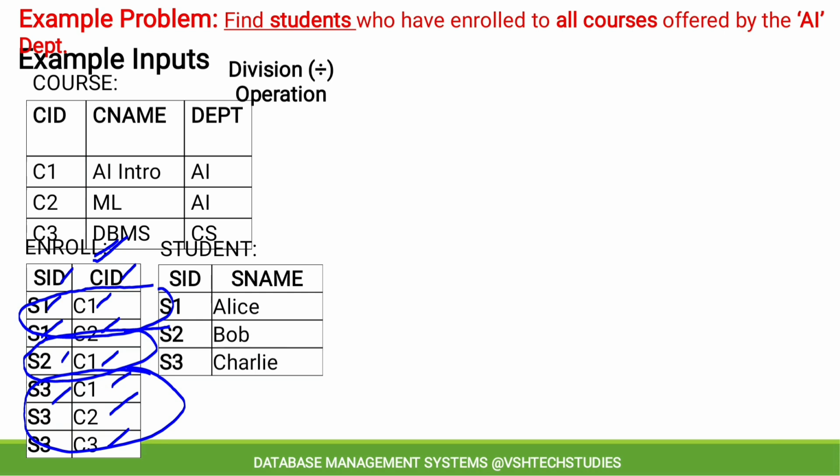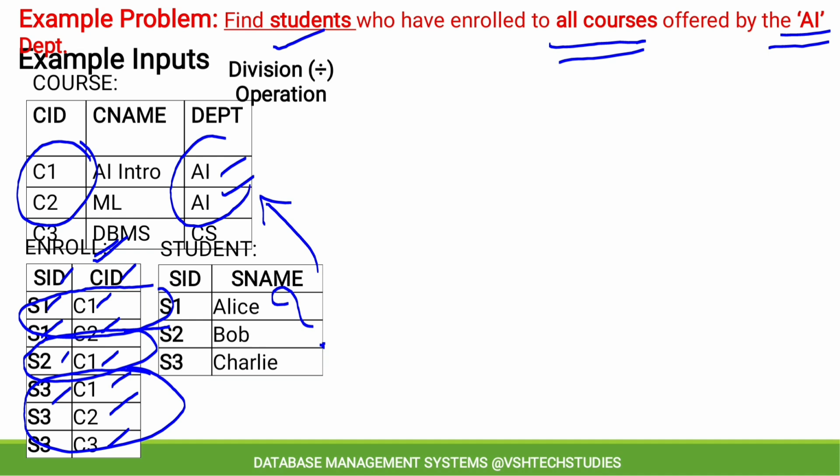So now the problem is we have to find students who have enrolled to all the courses offered by the AI department. So AI is offering two courses, C1, C2. So we have to find which students have enrolled to all the courses that are offered by the AI department.